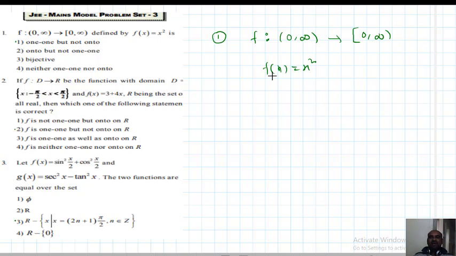Try to draw the graph of f of x equal x square, that is y equal x square. By using that graph you can directly say what type of function it is. The easiest way. Okay, so I will show you. This is y equal x square. The graph of y equal x square is a parabola, already you know that.